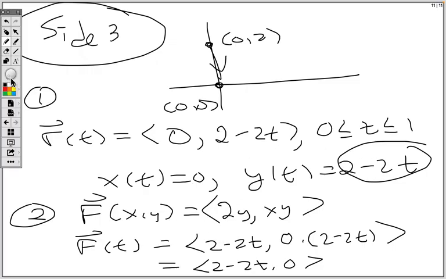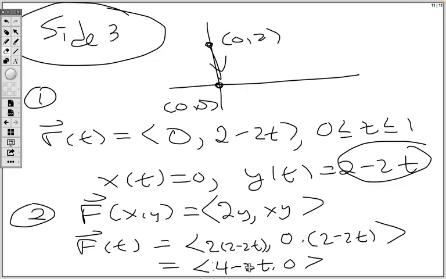Oh, thank you. Yeah, I think I saw the 2's there. And there we go, thank you. 4 minus 2t. So if I look at what this is saying, 4t, thank you.